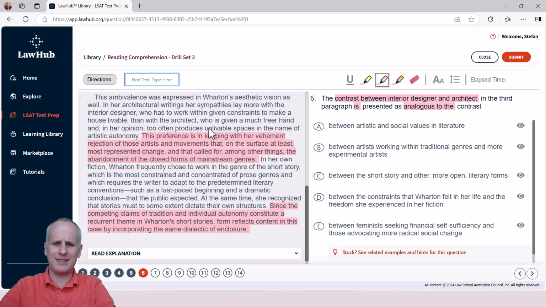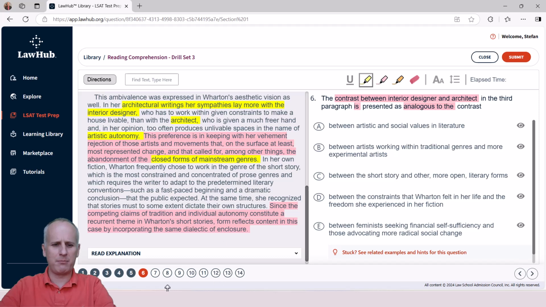So, this contrast between the interior designer and the architect, we can actually highlight in a different color since this is the last question of the passage. We know that it's basically included so that we can see that the architect has too much autonomy. That's the key. Whereas the interior designer is somebody who is working within the closed forms of the mainstream genres. And I feel a little bit better about tearing up my prior highlights, knowing that there's no additional question at this point that's going to come after this passage.